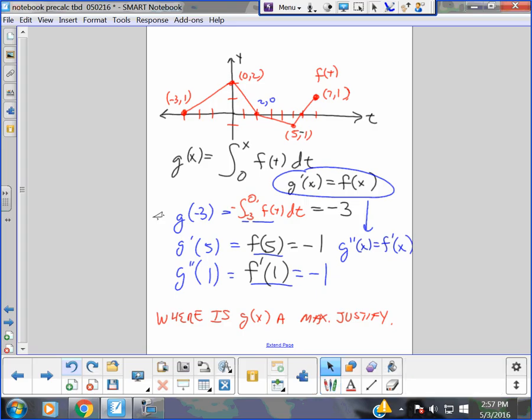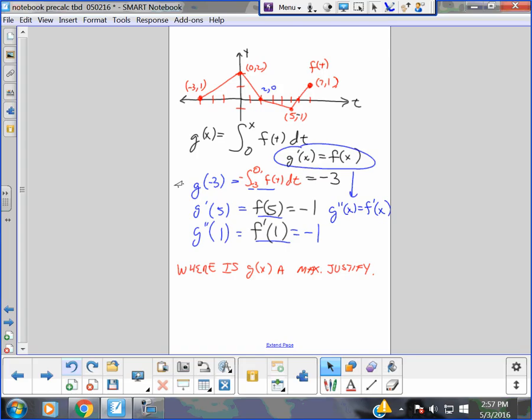Where is g of x a maximum? Justify your solution. Everybody, if I want to know where there's a local max, if g prime of x is equal to f of x, we know that when g prime of x goes from positive to negative, we have a local max opportunity, all right? So I am looking, when does f of x go from positive to negative? F of x goes positive to negative at x equals 2, all right?